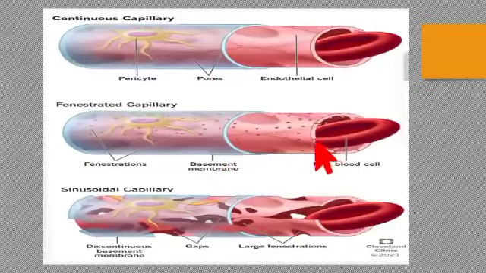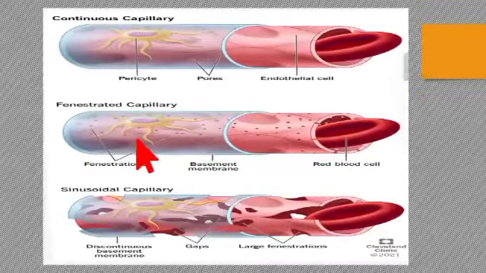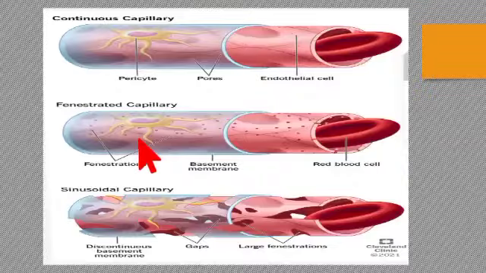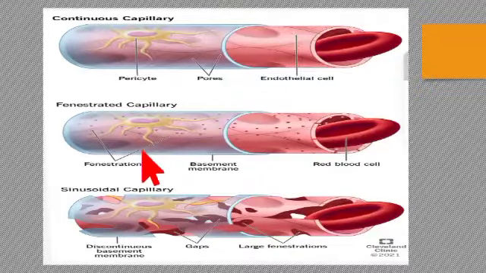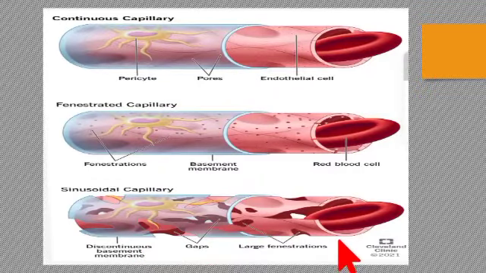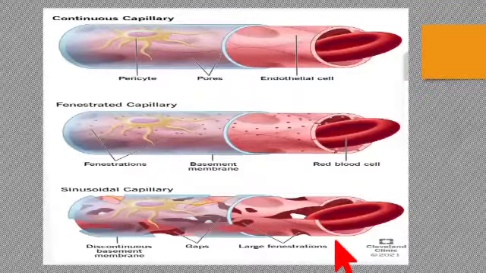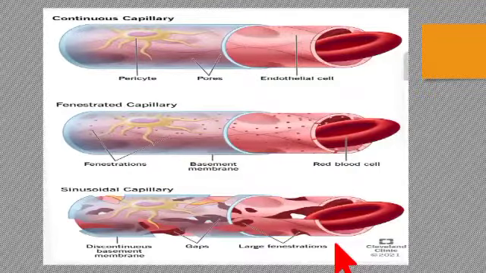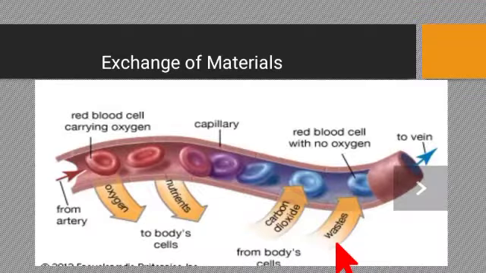Fenestrated capillaries have small pores. You can see in the picture as well. They are located in the kidneys, intestine, and endocrine glands. Whereas sinusoidal or discontinuous capillaries, as you can see in the pictures, have large open pores. And these capillaries are found in bone marrow, lymph nodes, and spleen.